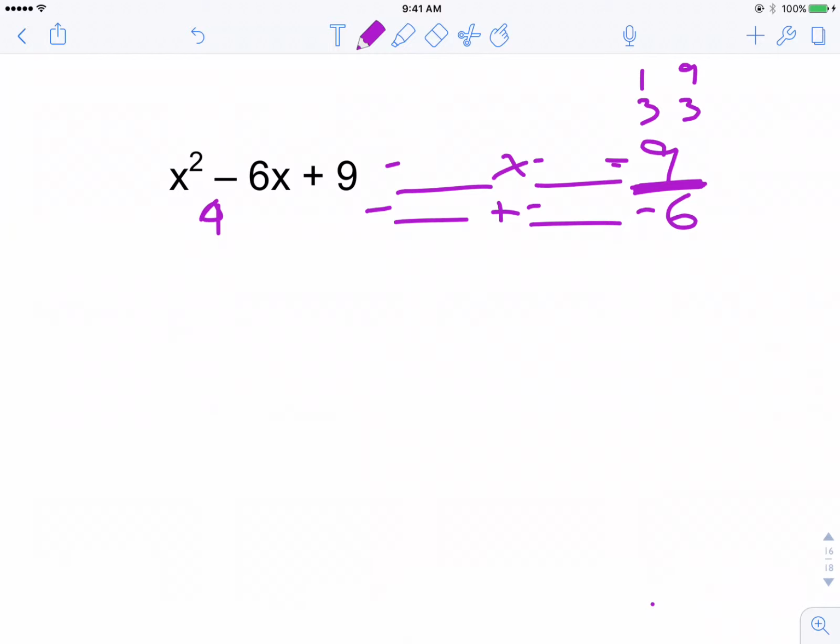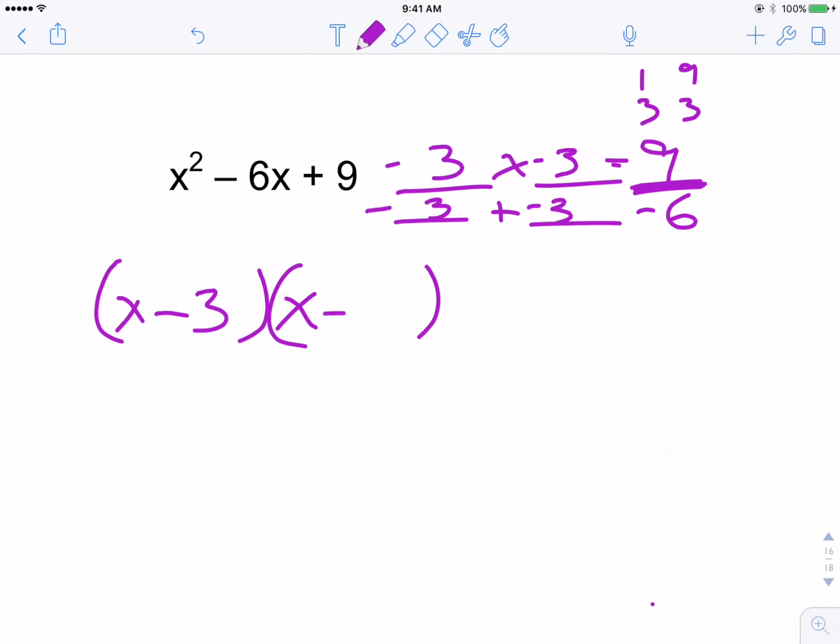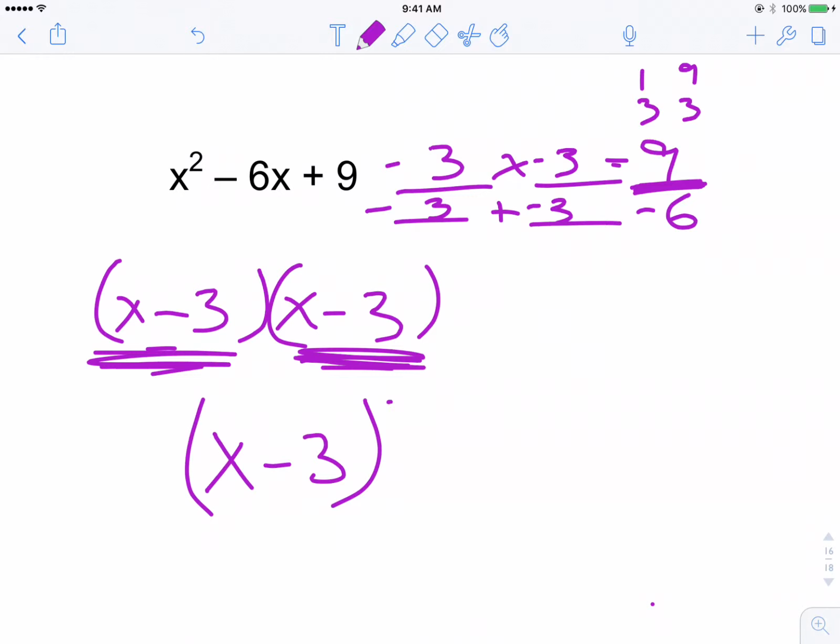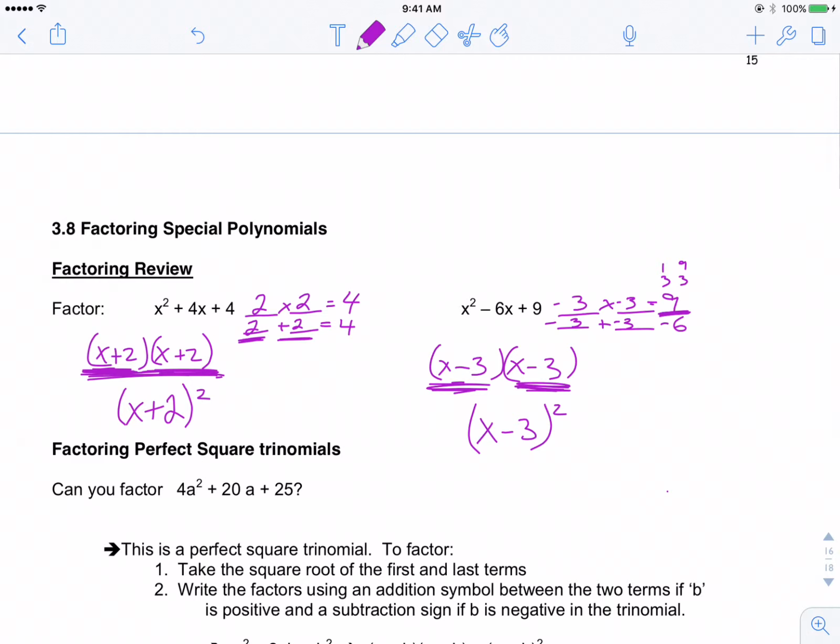Then, of course, 3 times 3 is 9, and 3 plus 3 is 6. So negative 3 and negative 3 is negative 6. So my numbers are negative 3 and negative 3. I write down my brackets, x minus 3, x minus 3. And then again, you see this binomial is exactly the same as the second binomial. So really, I could simplify this and write x minus 3 all squared, because that's exactly what that means: x minus 3 multiplied by itself.